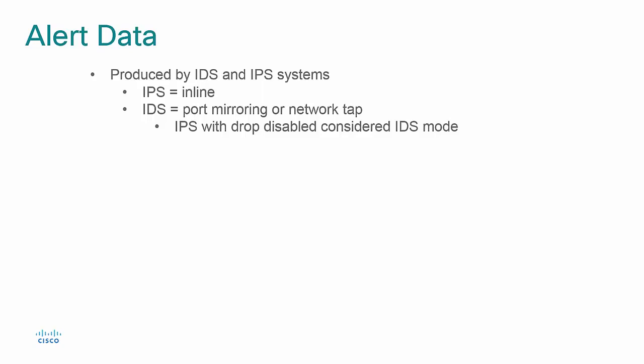This distinction is very important to the network security analyst. The analyst must understand if the IDS is capable of dropping malicious traffic, and the analyst must also know how to examine the alert data to determine the actions that the IDS has taken.